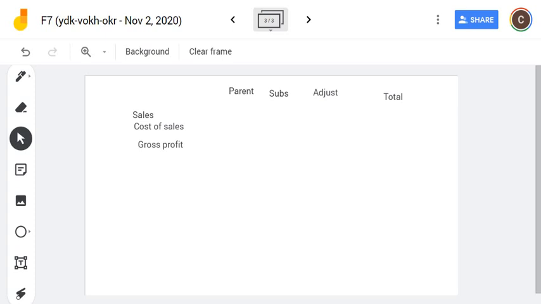Now we are looking at the consolidated profit and loss account. Pay a lot of attention. The consolidated P&L is slightly different from the balance sheet. That's what makes it more highly examined.